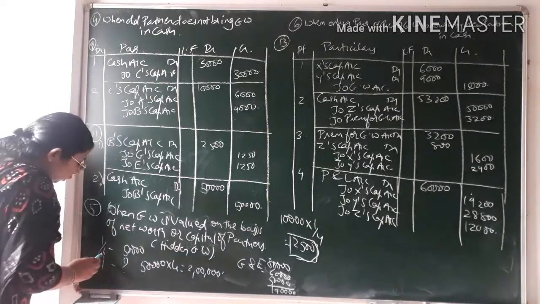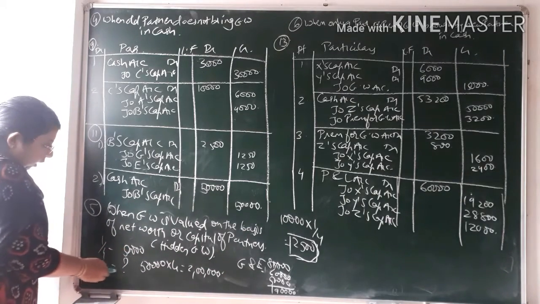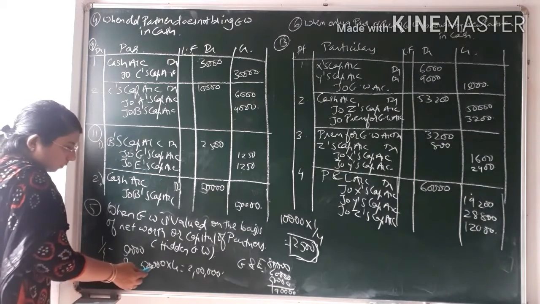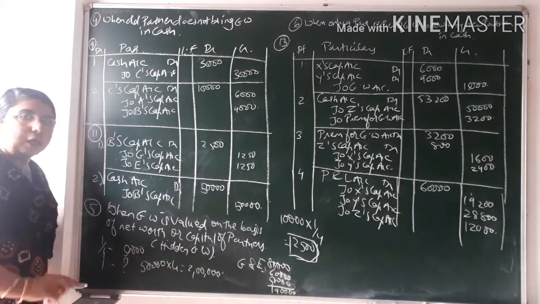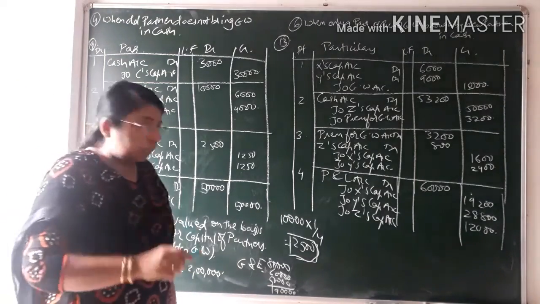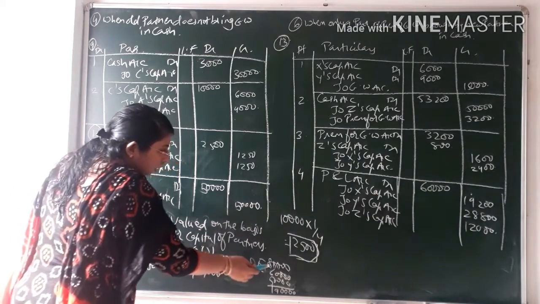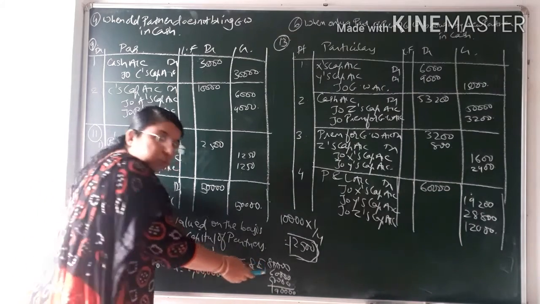So for 1/4 share of profit his capital is rupees 50,000. Then for one full share, how much would be the total capital? You can find the total capital: 50,000 into 4, it would come to 2 lakh. So the total capital is 2 lakh. But out of that 2 lakh, you can see G and E's capital is given to you. G's capital is given in the question, 80,000, and E's is 60,000.